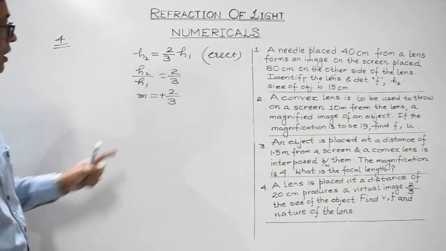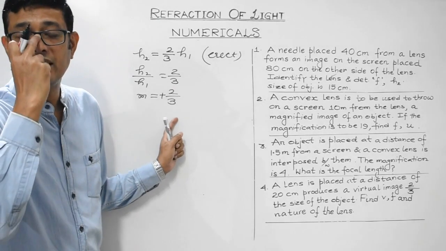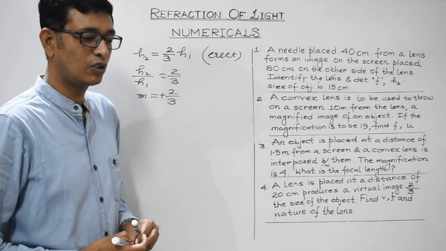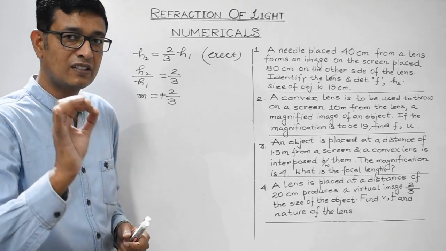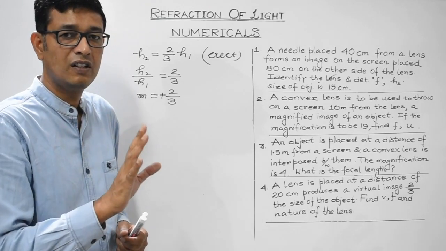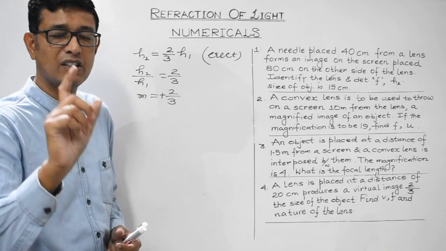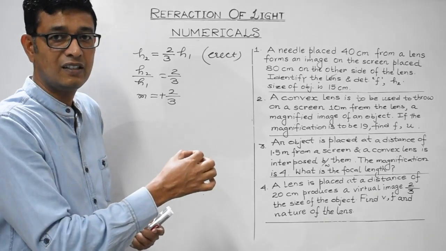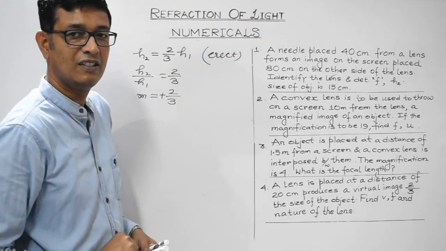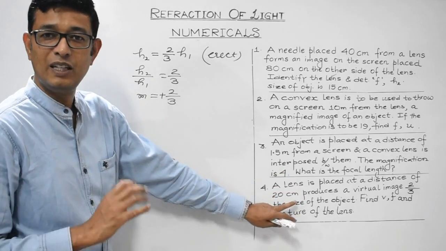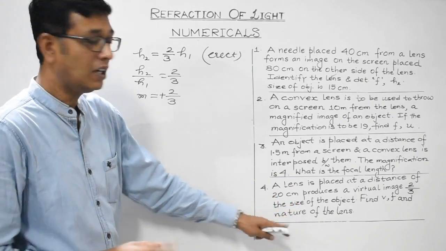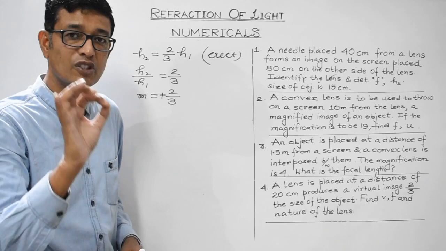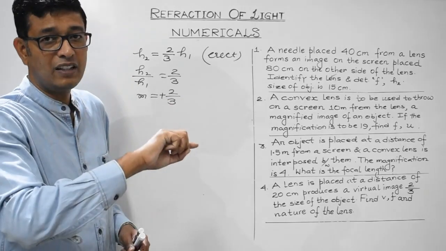So 2 by 3 means linear magnification is less than 1. So the size of the image is smaller, right? It is virtual and smaller. Now look student, in the case of a convex lens, whenever the image is virtual, then it is always magnified. Remember the situation. In the case of convex lens, when the object is placed between the optical center and the focus, then its virtual, erect and magnified image is obtained. But here, the image is given to be virtual, but its size is less than that of the object. That is, in this case, the image is virtual and diminished.